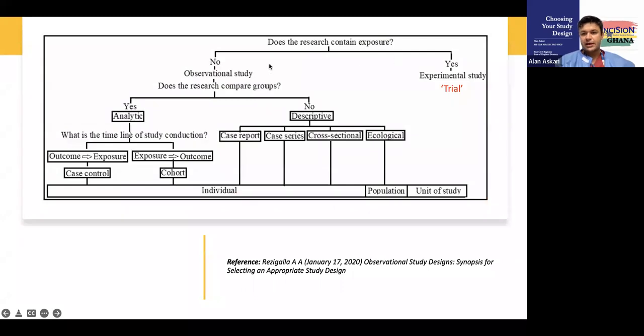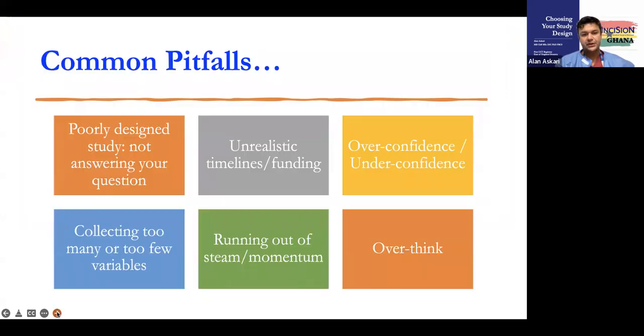And this is just another way of looking at it. So does it contain an exposure? Does it involve an intervention? And that would be a trial. If no, observational study. And this is just another way of looking at it. Essentially the same slide as the last one. So what are the common pitfalls? I'm just going to wrap up now because I want to leave some time for questions. Some of the common pitfalls are these.